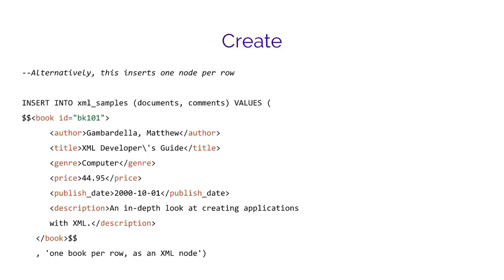And also note that I don't have the XML parse function here because I'm not giving it an entire document. It doesn't need to parse that. It will enforce that this is valid XML. It'll throw an error if it's not valid XML because we have formatted this column to be an XML data type. But you can get a little more flexible because it's just the one node.